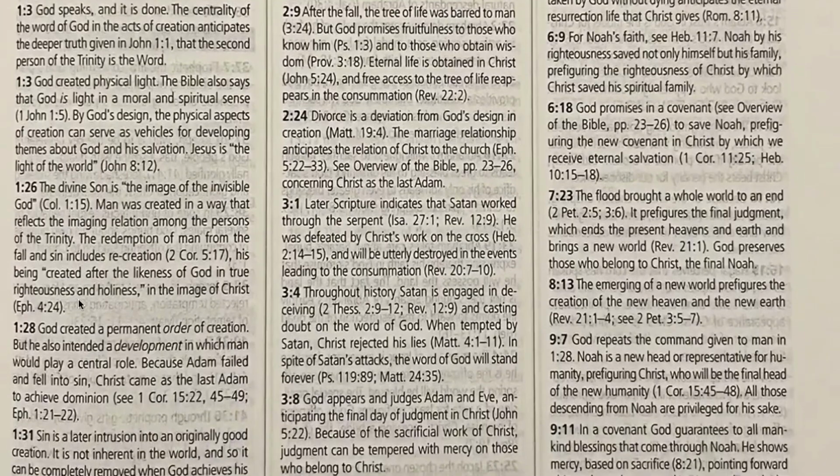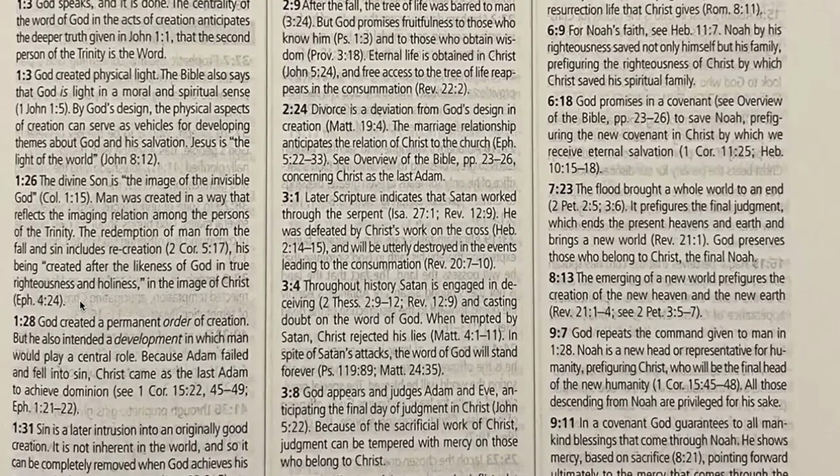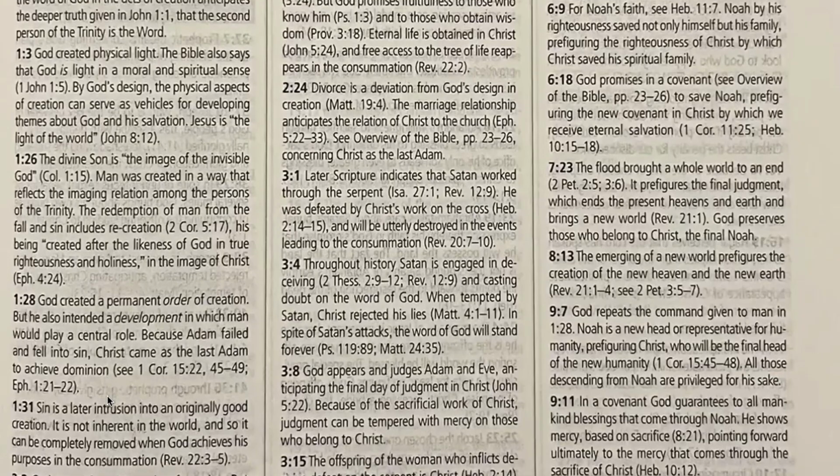Chapter 1, verse 28. God created a permanent order of creation, but he also intended a development in which man would play a central role. Because Adam failed and fell into sin, Christ came as the last Adam to achieve dominion. See the relevant verses there.